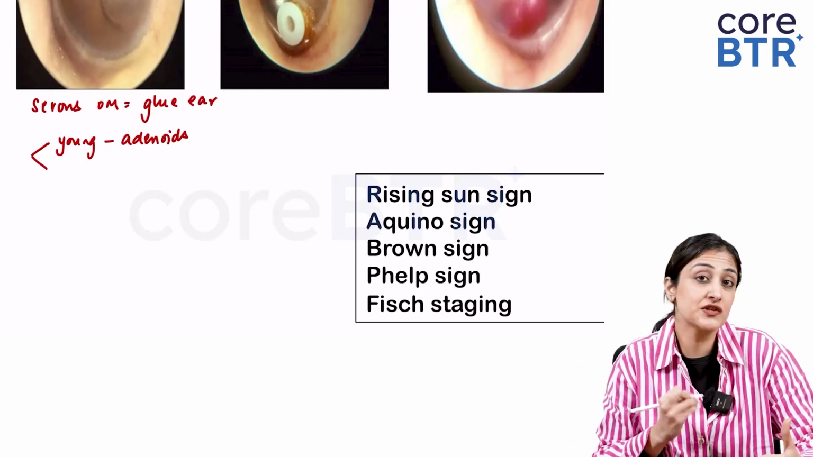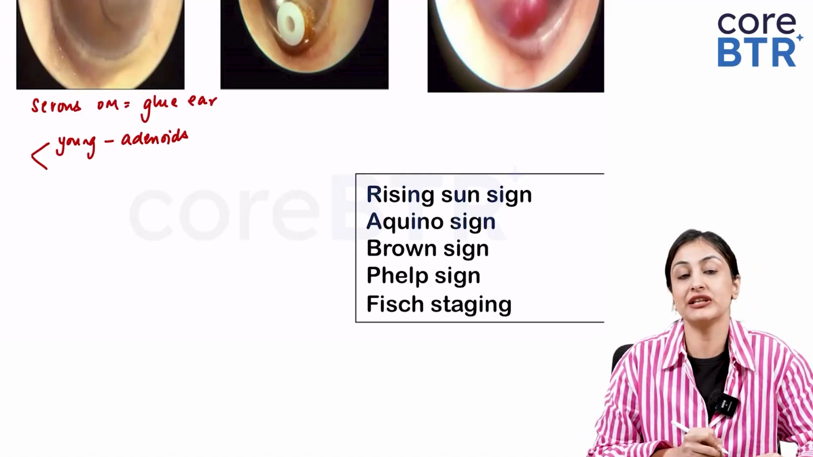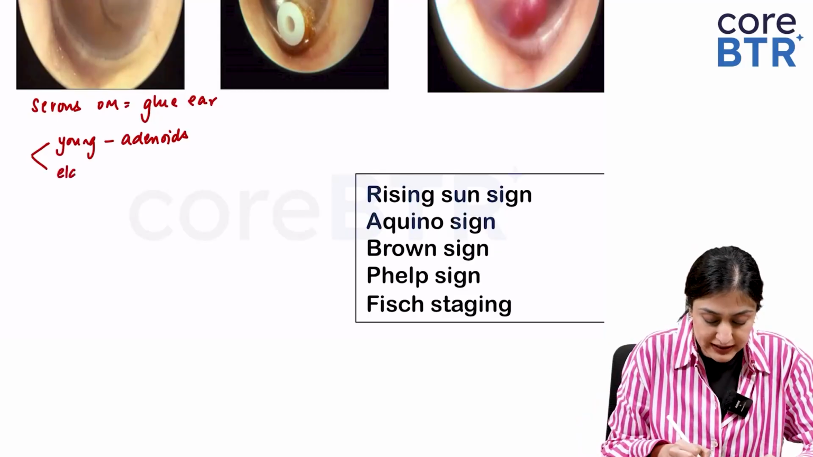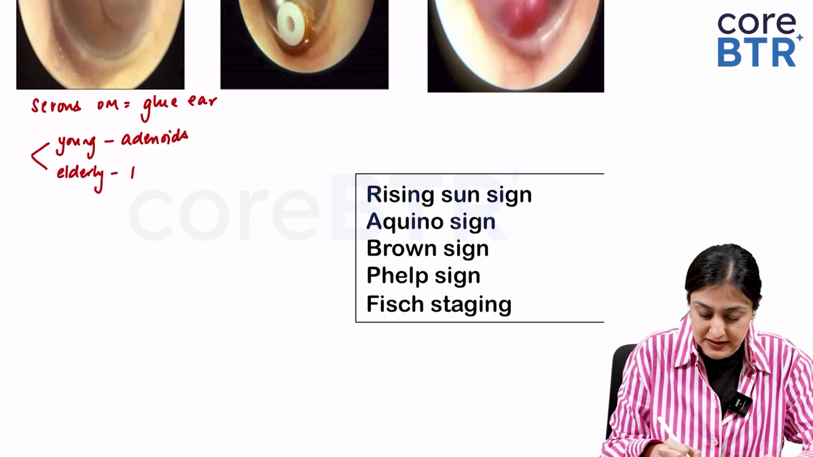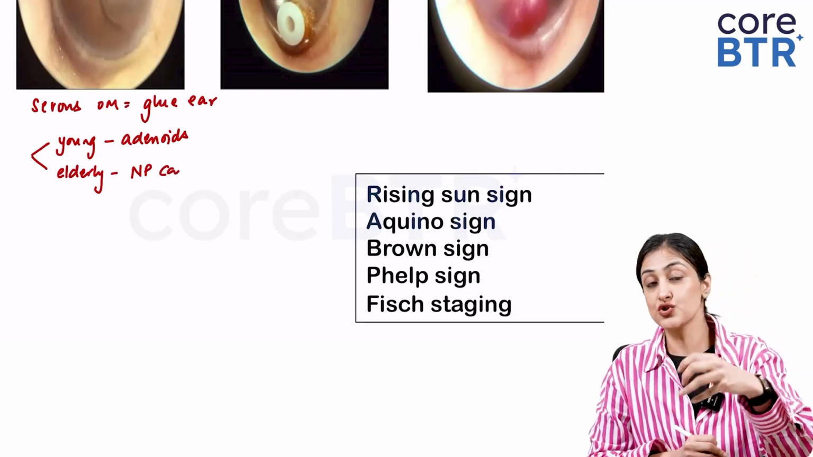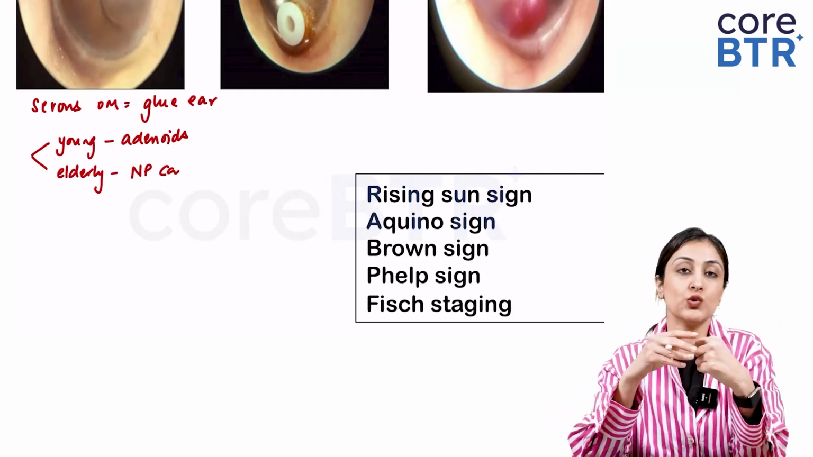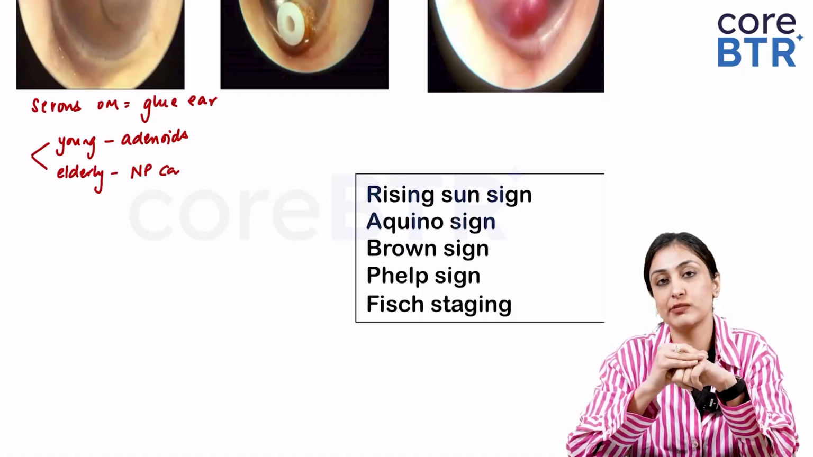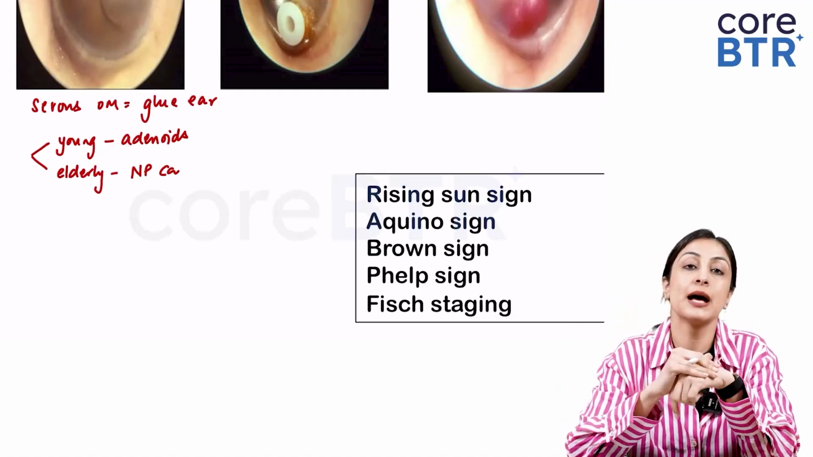Must be the adenoids in the nasopharynx which is blocking the ear. If you see that it's an elderly patient, then what do I suspect? Then I suspect that it's a nasopharyngeal carcinoma which is blocking the eustachian tube. And we learn soon when we go to the pharynx that there's a fossa of Rosenmuller where this cancer begins, and that is where the tube gets blocked, right?